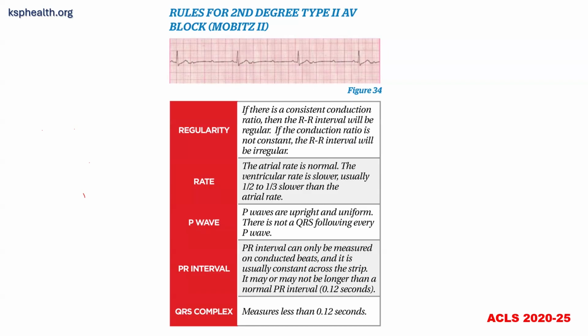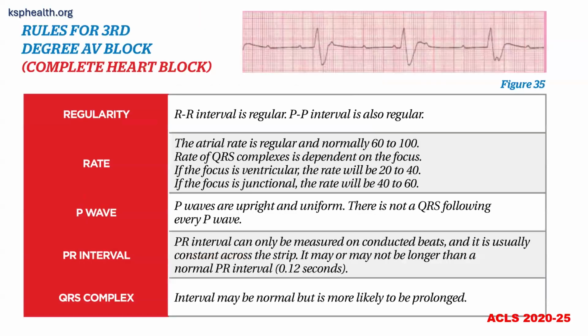There is not a QRS following every P wave. That means some of the P waves are not conducted into the ventricle. The PR interval can only be measured on conducted beats. It is usually constant across the strip. It may or may not be longer than normal PR interval. The QRS complexes are normal. That means here, not all P waves are followed by a QRS complex.